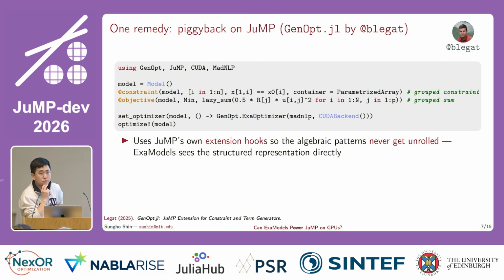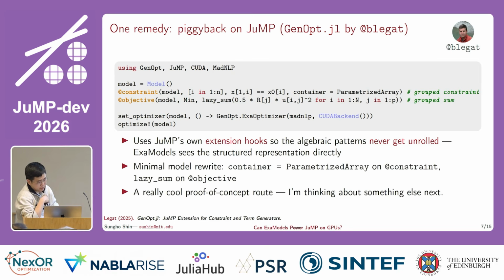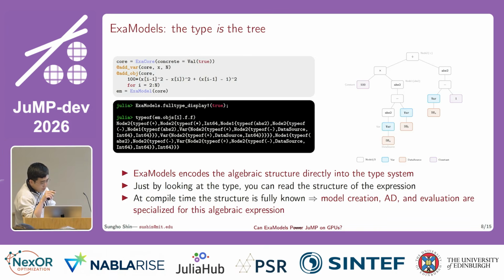People have been trying to address this issue, and one of the great contributions was from Benoit on the GenOpt.jl, which I think was presented at last year's JuMP-dev meeting. The idea here is that we just preserve the JuMP model, and then use the extension feature of JuMP so that in the backend it is treated by ExaModels, not the direct JuMP NLP evaluator. In this way, we can have a proof of concept. For doing this, Benoit has implemented a parameterized array interface and a lazy sum for the objective function. So this is a cool proof of concept.